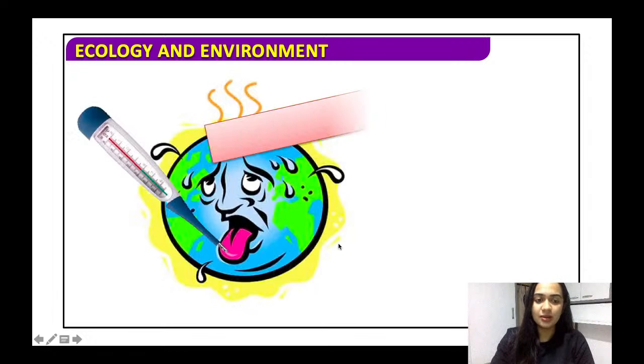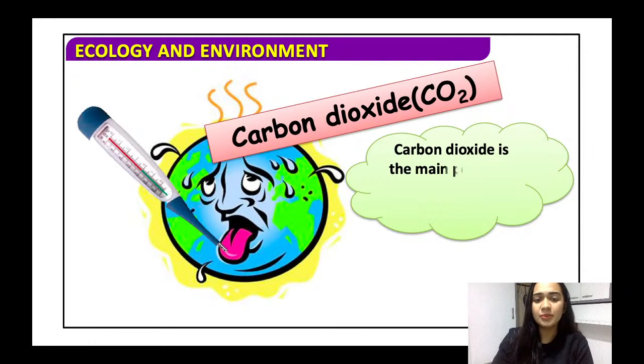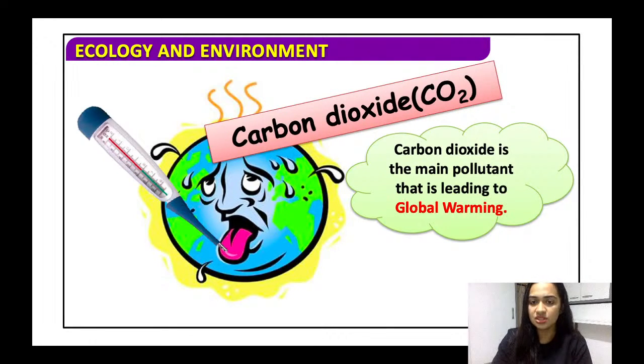Now coming to air pollutants. Carbon dioxide is also an air pollutant. Okay. Carbon dioxide is basically the main component that is leading to global warming. Okay, you need to remember this term: which element is causing the most global warming? That is your carbon dioxide. Okay.